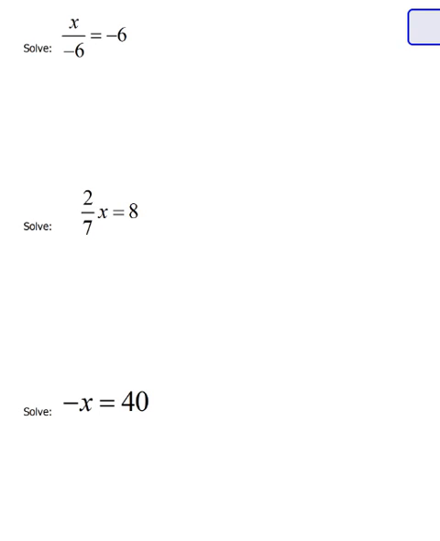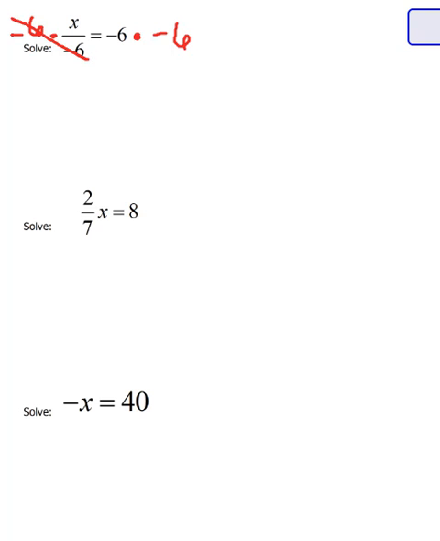All right, so some more, even more challenging problems as we go. Here we have one that says x over negative 6 equals negative 6. So thinking about this fraction really is a division problem. So this says x divided by negative 6. Well, what is the opposite of dividing by negative 6? That would be to multiply by that negative 6. So I'm going to do that to both sides of this equation.